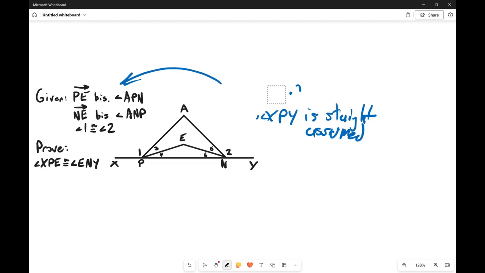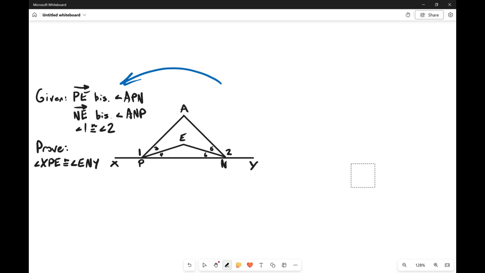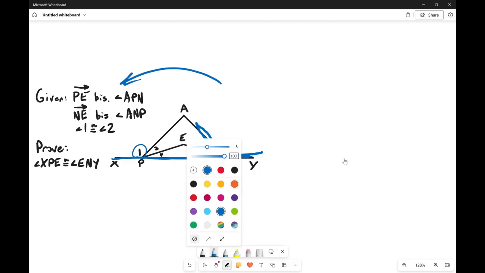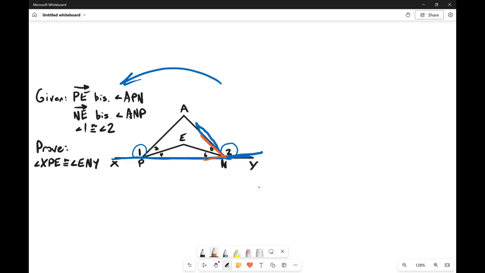So we know that this is straight. And then what's the next thing we know? We know that angle 1 and angle 2 are congruent. And we know that this angle here and this angle here, let me grab a different color, are supplementary to each other because this line is straight.